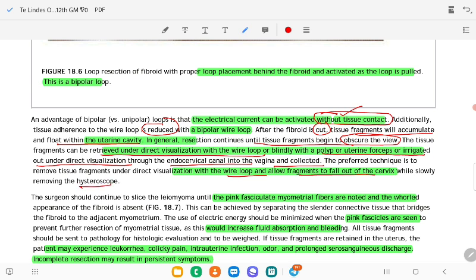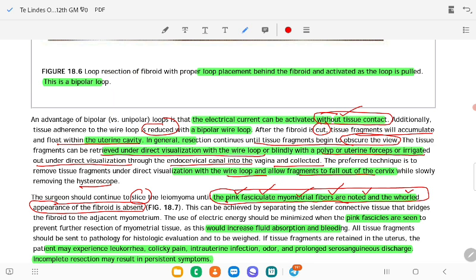Surgeons should continue to slice the myoma until the... what is the ultimate point, the last point where we have to stop? When you see the pink fasciculate myometrial fibers, this is the ultimate end point of doing resection. Pink fasciculate myometrial fibers are noted and the whorled appearance of the fibroid is absent. These things are the end point of the slicing.